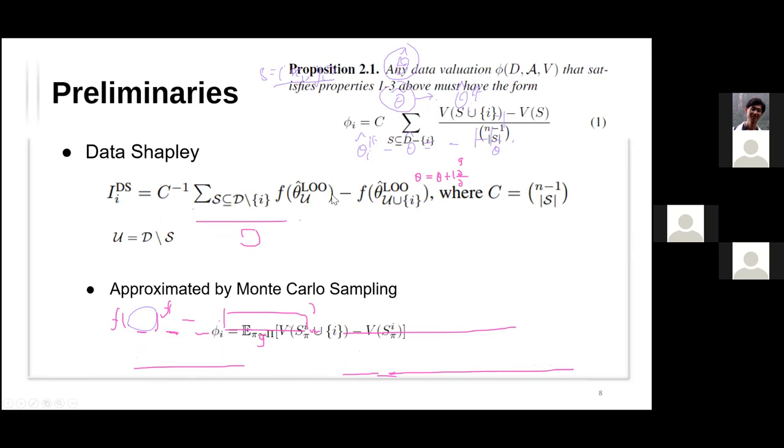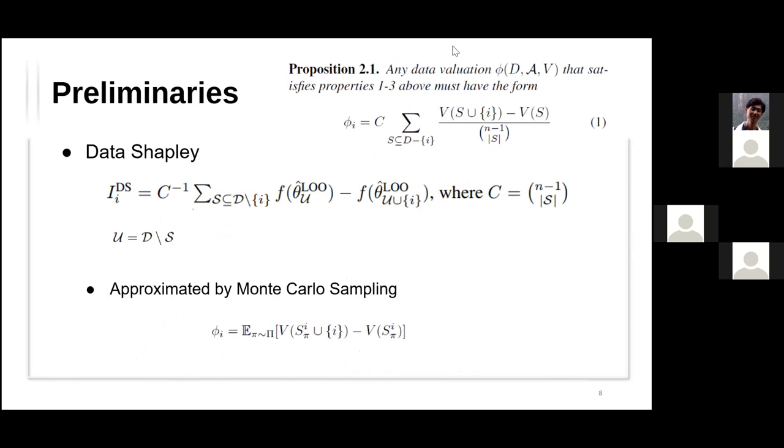And then there's another method called data Shapley. Again, I copied this part from the paper, but I think there are some mistakes. So I further looked at the original paper, which is quite clear on the upper right.